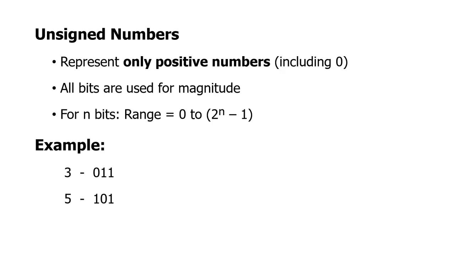The unsigned integers represent only positive numbers including 0. All the bits in the number are used to represent the magnitude. For example, in 3-bit, the integer 3 is represented in binary as 011, and the integer 5 in binary form is represented as 101.